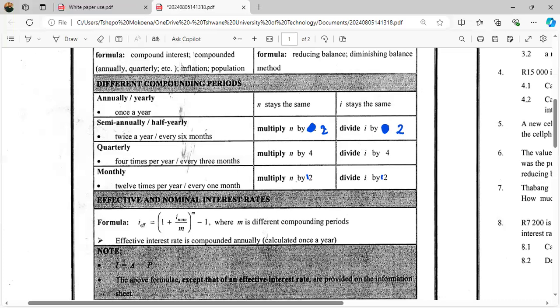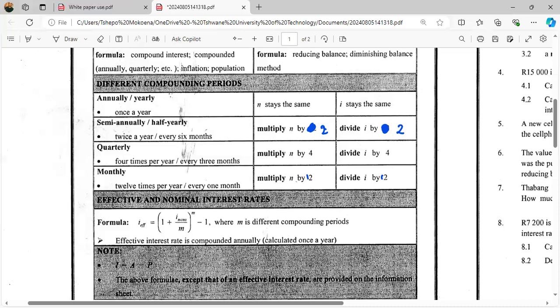So in this case, what does M mean? Some other equations have N, just like this N over here, instead of M. So N or M is the number of compounding periods. It's the same as the number of years and all of those things.